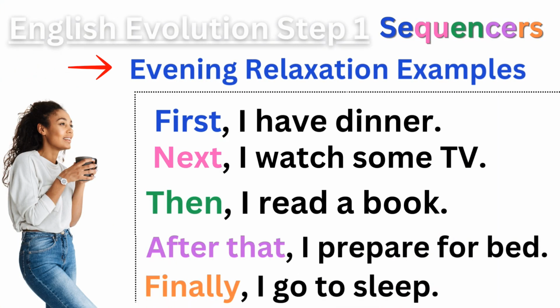Evening relaxation examples. First, I have dinner. Next, I watch some TV. Then, I read a book. After that, I prepare for bed. Finally, I go to sleep.